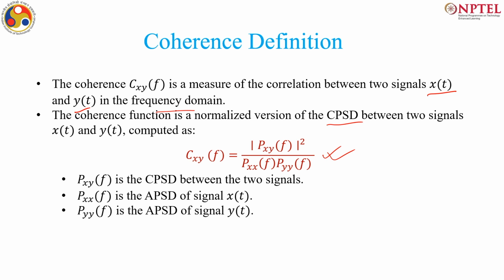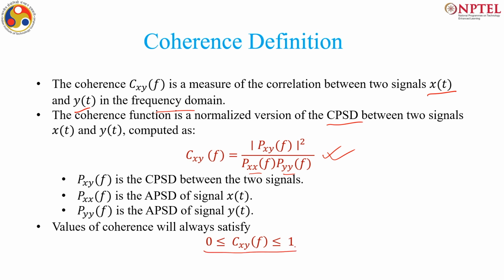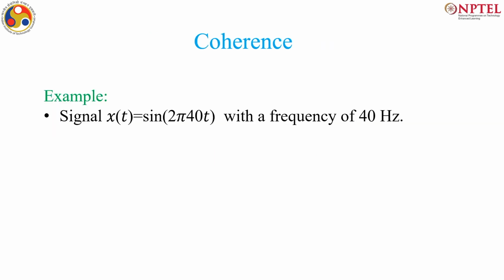So, C of xy(f) is the ratio of the square of the cross power spectral density divided by the product of the auto power spectral density of signal x and signal y. This value will be in the range 0 to 1, where 1 indicates high coherence and 0 indicates low coherence. Let us see an example.